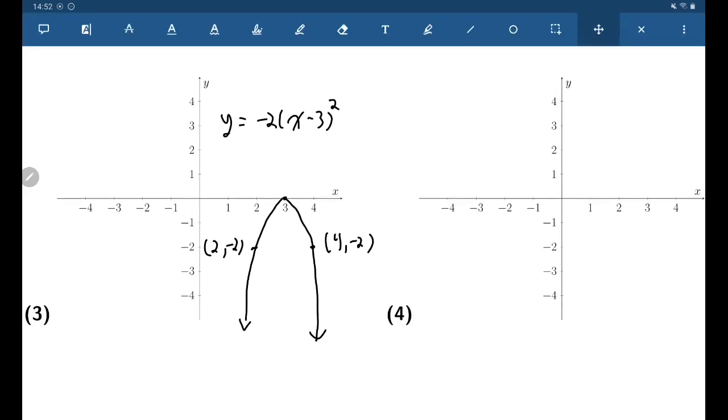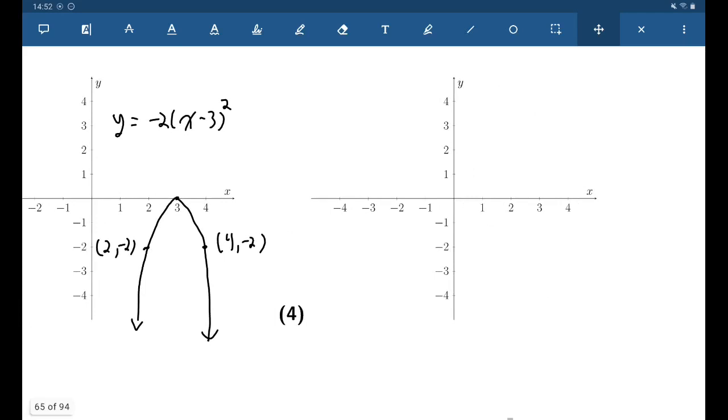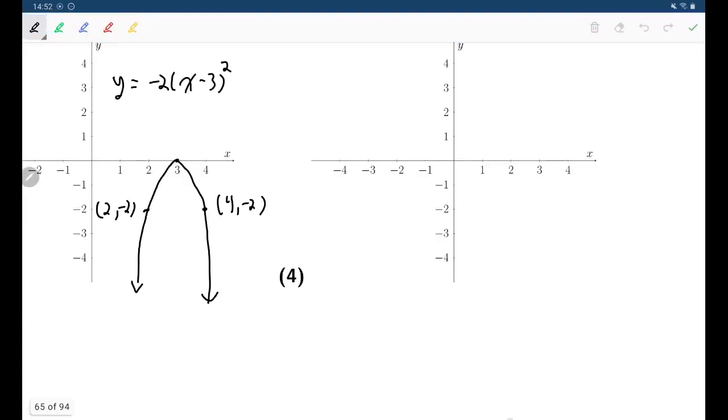And then finally, the last transformation was shifting it upwards by 2, adding 2 to every y coordinate rather. So that means that we'll now have the points negative 2, 2, negative 2, shifting it upwards by 2 gives me 2, 0. 3, 0, shifting it upwards by 2 gives me 3, 2. And 4, negative 2, shifting it upwards by 2 gives me 4, 0.